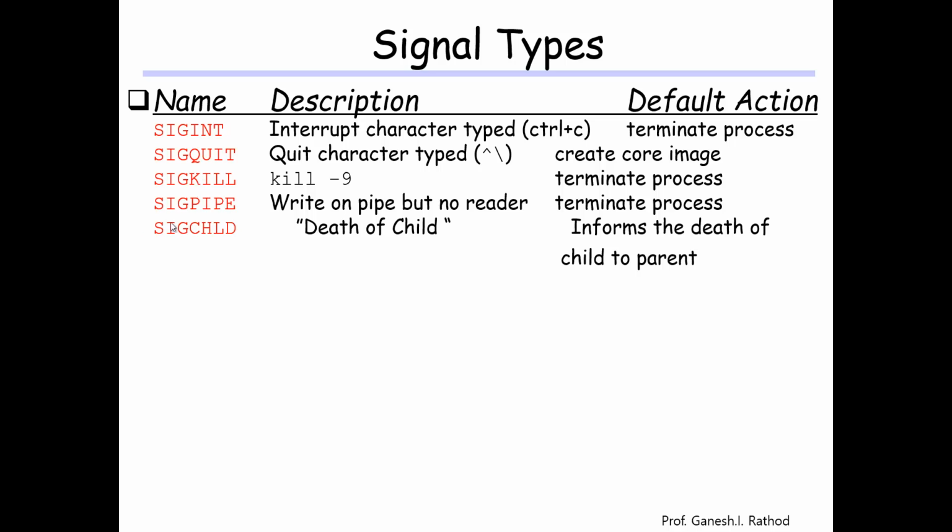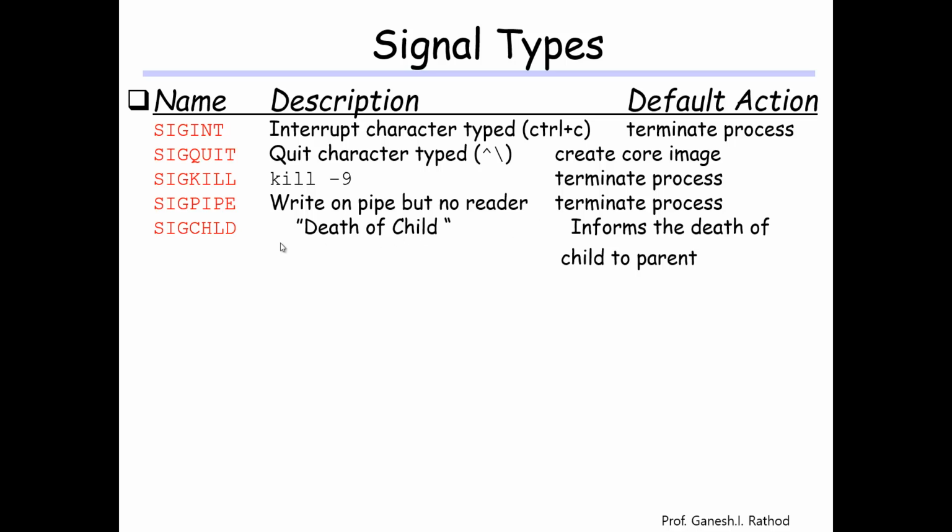Or, as you may already know, in a pipe you need two processes: a reader and a writer process. If there is a writer process and no reader process, then a signal called SIGPIPE will be sent, where the usual action is to terminate the process.